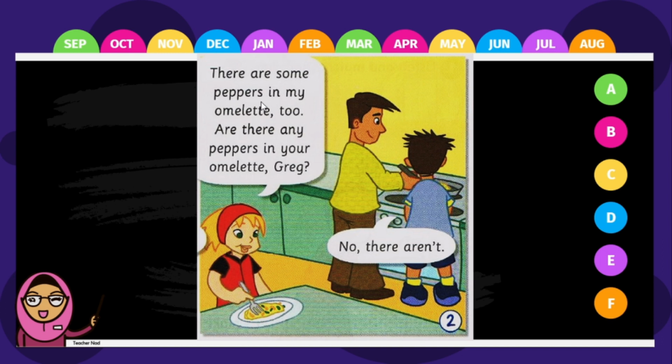There are some peppers in my omelette too. Are there any peppers in your omelette, Greg? No, there aren't. Okay, now we read together.